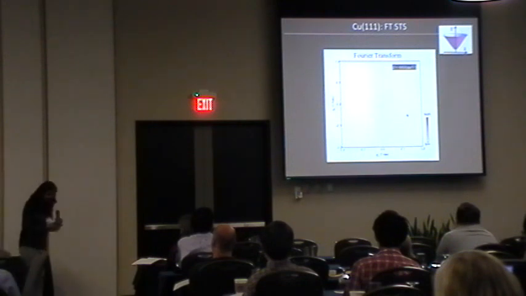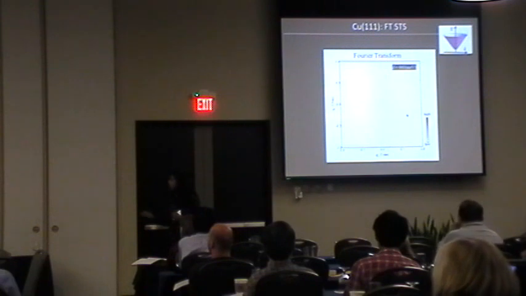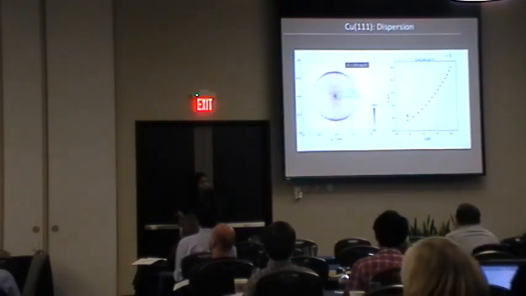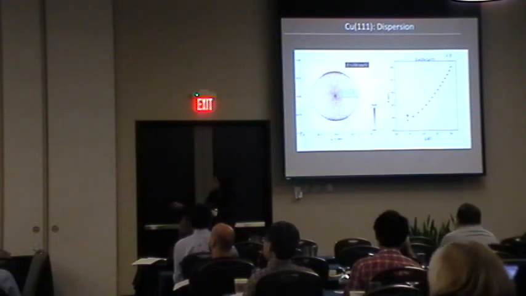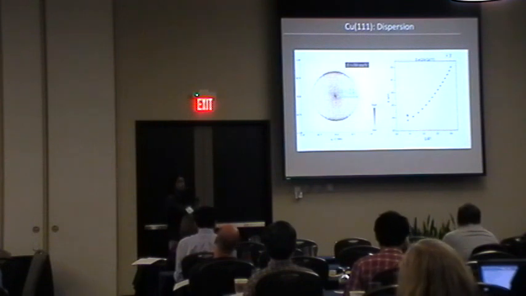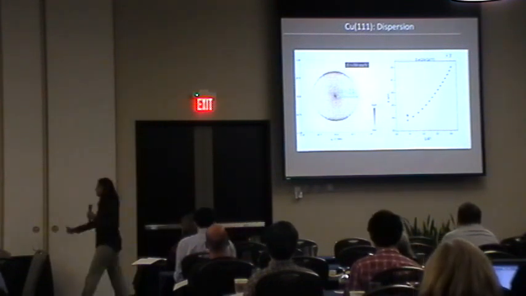Nope, as suspected. Okay. We can do this as a function of energy, and you would see the circle diameter changing as a function of energy. You plot that, energy versus momentum, and here's E versus K, the dispersion in copper. It looks like a beautiful parabola.